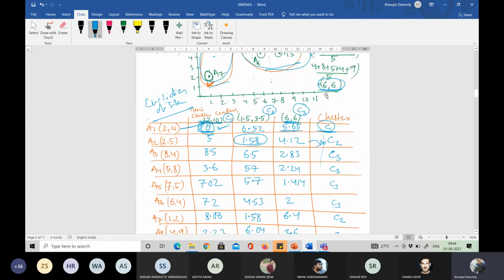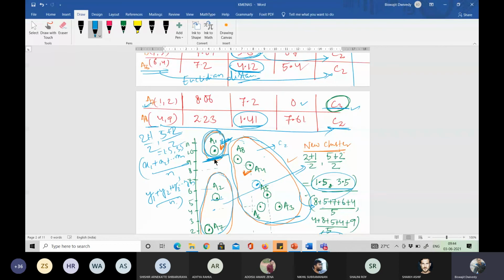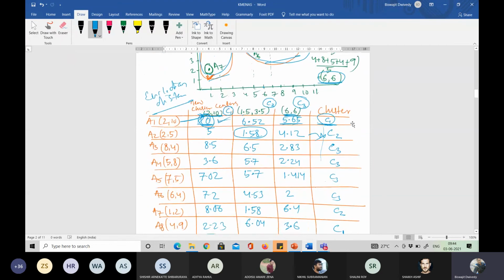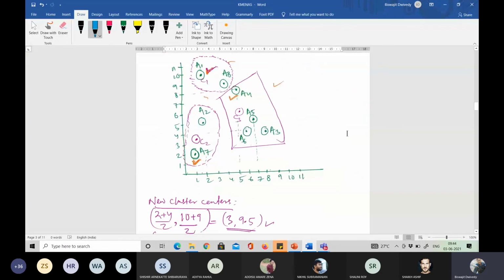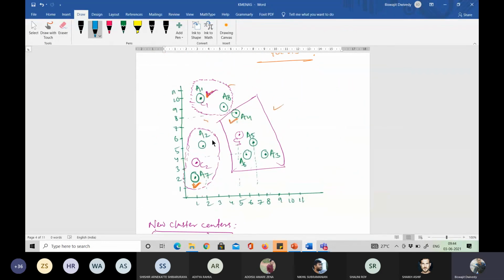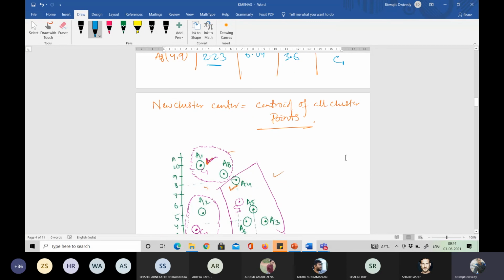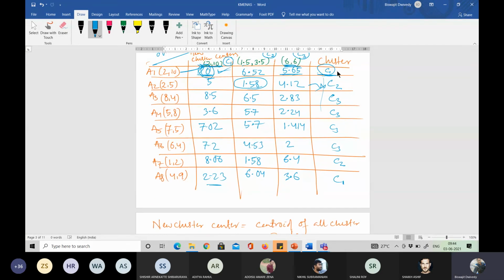Initially the clusters were like this. This was my first cluster, this was my second cluster, and this was my third cluster. After updating the cluster centers and doing all this calculation, these are the changes that happened. Previously only this point was in cluster 1, but after this calculation, A8 is also assigned to C1. So this point was in C1, and this has also been added to C1.